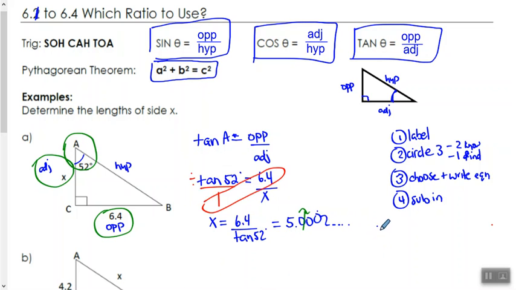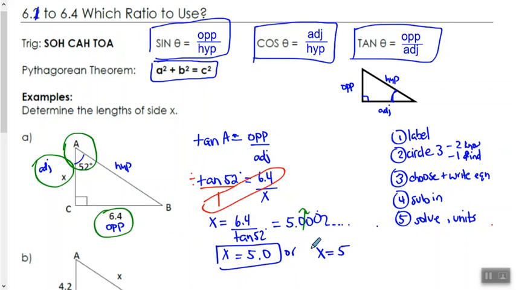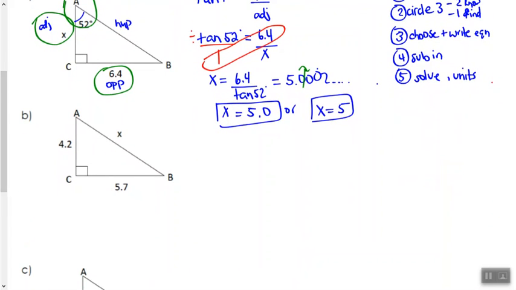Okay, so x equals 5.0, and then we would put our units in, but this does not really have any units. So for questions that do have units, don't forget your units. So x equals 5.0, or you could have just even had x equals 5. I would be fine with that. Okay, second question.